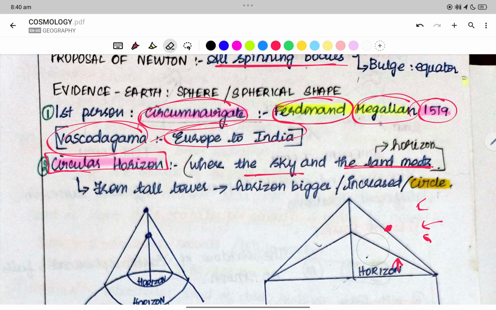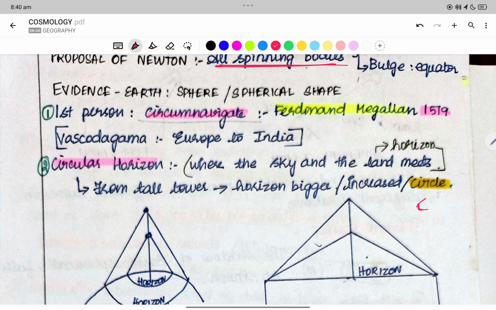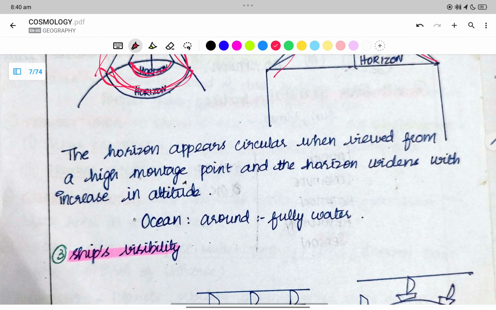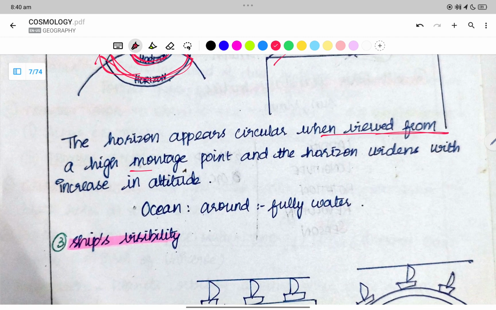Now how does it define? Where the sky and the land meet is what we call a horizon, and a horizon is circular. From a taller tower, the horizon is bigger, increased circular. If you are here, this is your horizon. If you go further, this is your horizon. You see a circular area, right? This is the diagram. The horizon appears circular when viewed from a high vantage point, and the horizon widens with the increase in altitude.